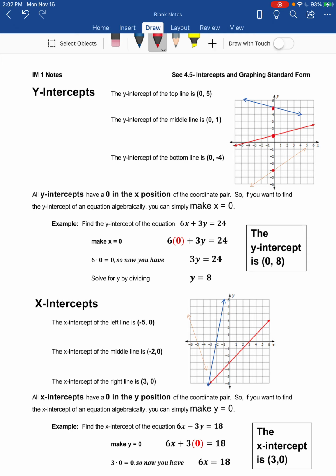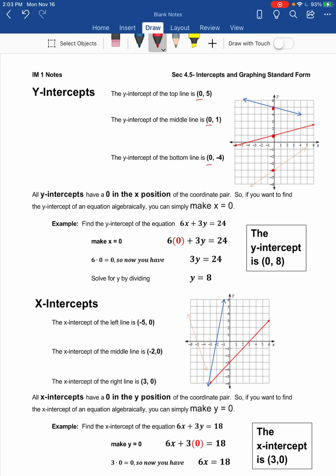What you notice about all of these intercepts is that every single x value for your y-intercept is 0, and that will always be the case. So all y-intercepts have a 0 in the x position of your coordinate pair. And you know that coordinate pairs go x, y, just like the alphabet does. So your x value comes first and your y value comes second.